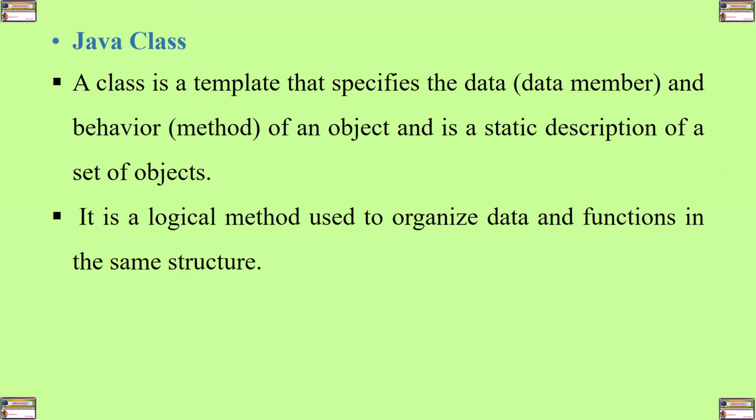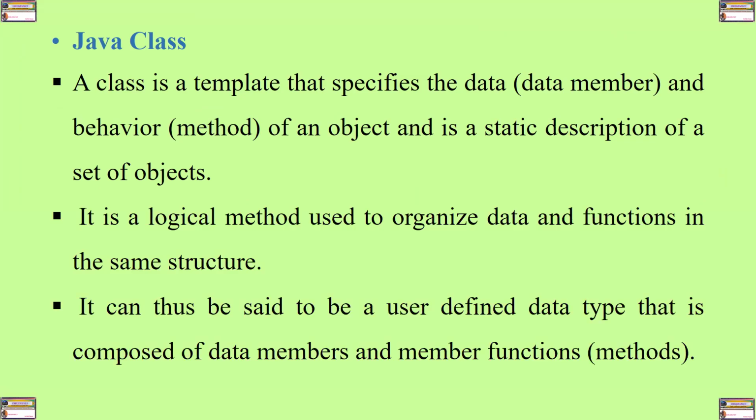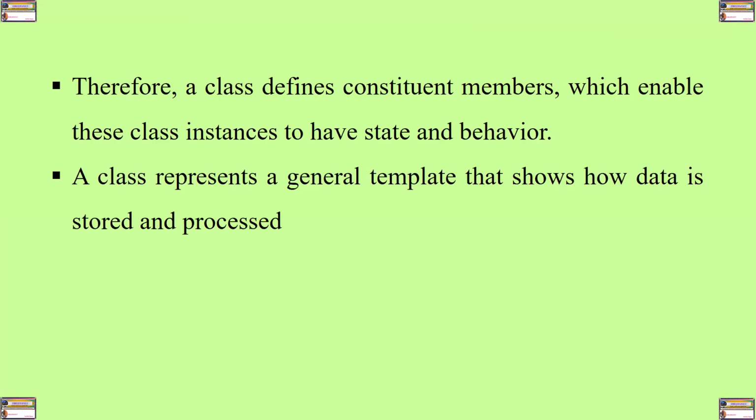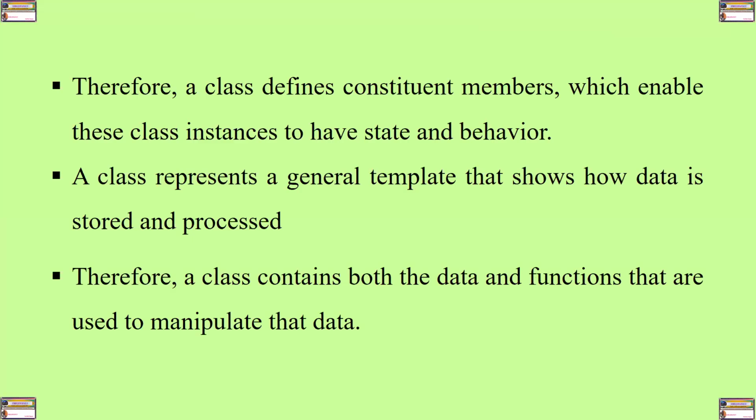A class is therefore a logical method that is used to organize data and functions in the same structure. It can thus be said to be a user-defined data type that is composed of data members and member functions or methods. Therefore, a class defines constituent members, which enable these class instances to have state and behavior. A class represents a general template that shows how data is stored and processed. And for that reason, a class contains both the data and functions or methods that are used to manipulate that data.